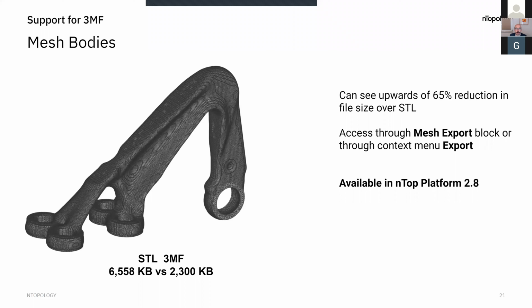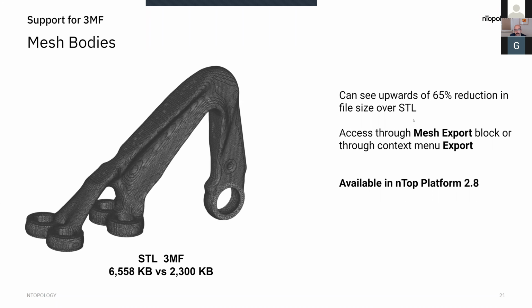And so with that, for a part like you can see here, this topology optimized bracket, the mesh was not too bad for an STL. It's 6.5 megabytes, but with a 3MF file, you're able to drop that down by about 65% and get it to about 2.3 megabytes. So this option is available in the just released nTop platform 2.8. And this will work on any triangle-based mesh. So it's not able to support quad-based meshes, and this is just a limitation of the 3MF format.